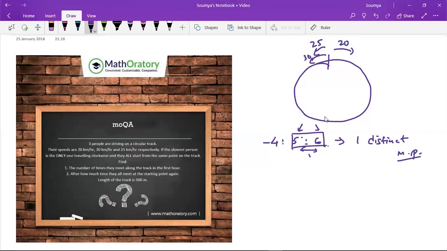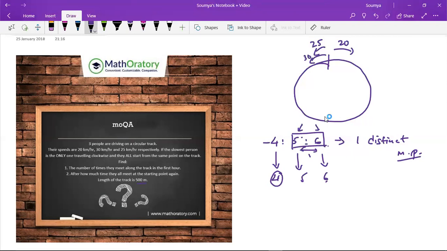So if there is only one distinct meeting point, that is the starting point, and the rest of the part is easy. All you do is take this 4, 5, and 6. That implies when this person makes 4 rounds, this person makes 5 rounds, and this person makes 6 rounds, they're going to meet at the starting point. The rest of it you can figure out using any one of them. So let's take the first one only. The first one covers 4 rounds and then they meet.